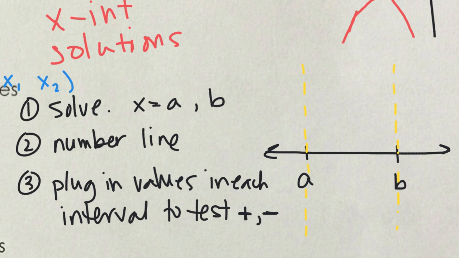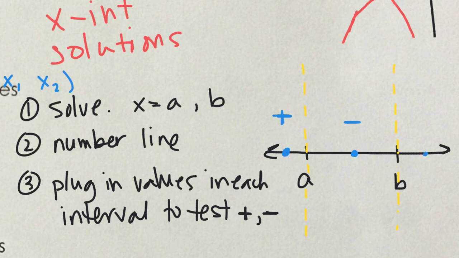So we pick some number less than a, right? We pick a number in there and you plug that into your equation. And maybe that came out to be a positive number. Okay? You pick a number in between a and b and you plug it back into your equation. Maybe that was a negative number. I don't know. I don't have an equation. Right?